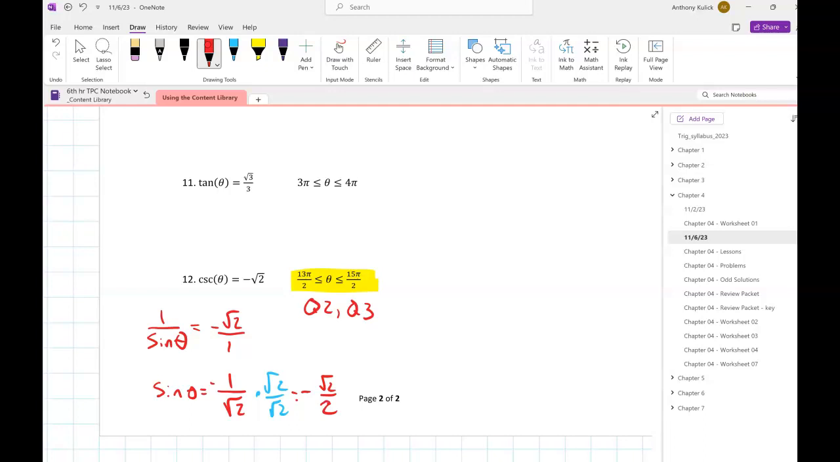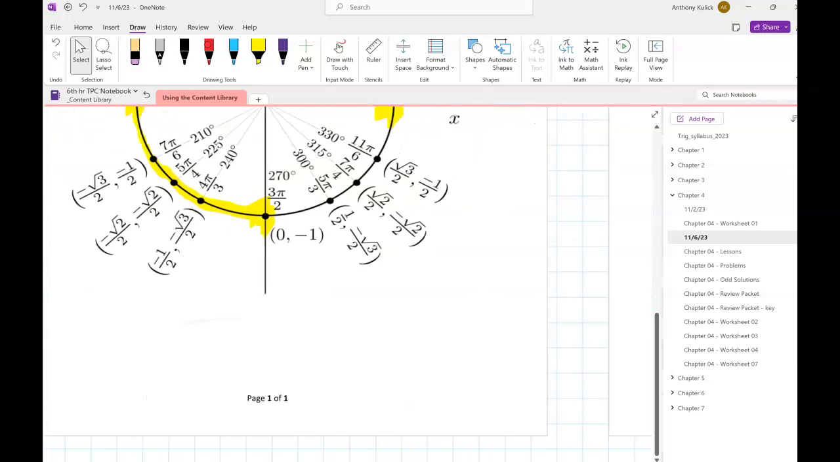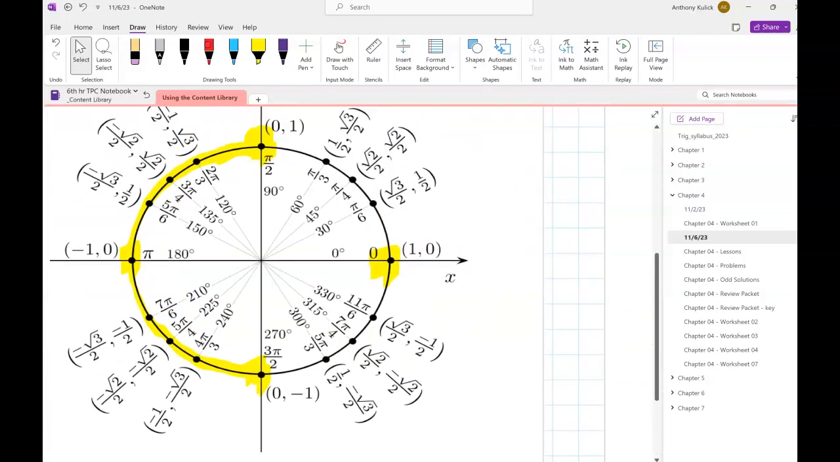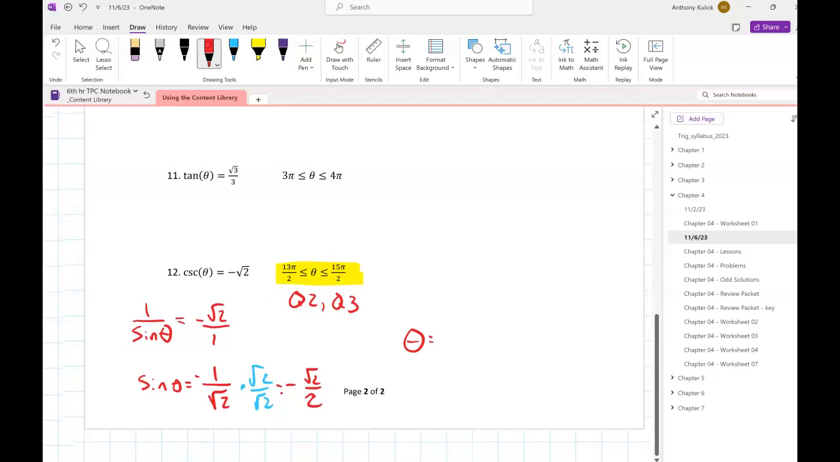So I'm going to go back over here, and I'm looking for where the y-coordinate is -√2 over 2 in quadrants 2 or 3. So that's my spot right there at 5 pi over 4. Right? So this is like 1.25. That's like 6.5. And that's like 7.5, right?